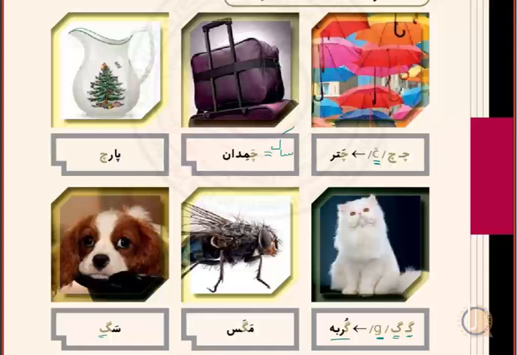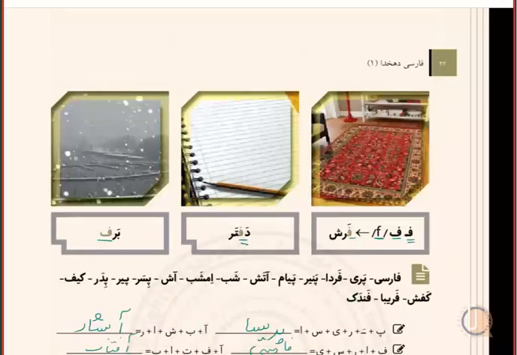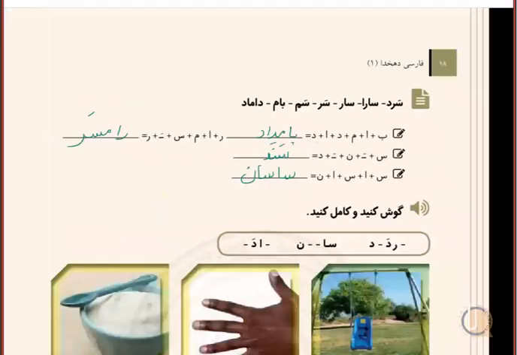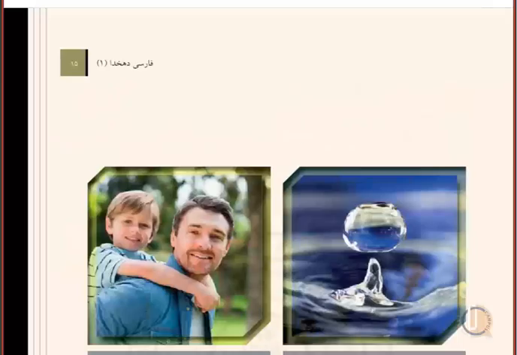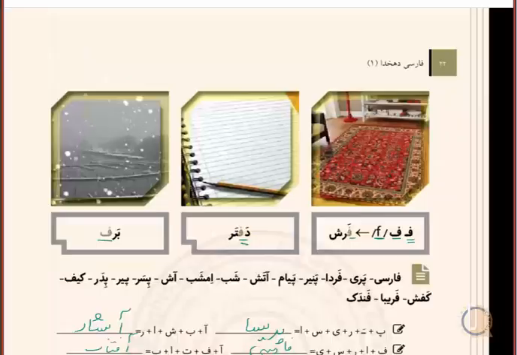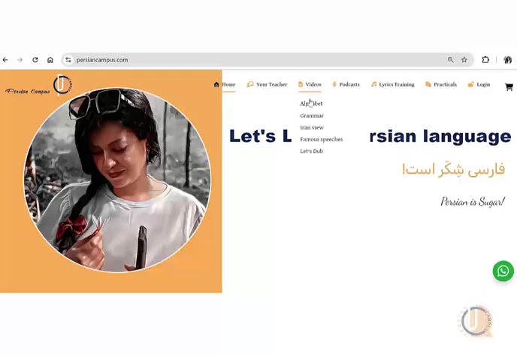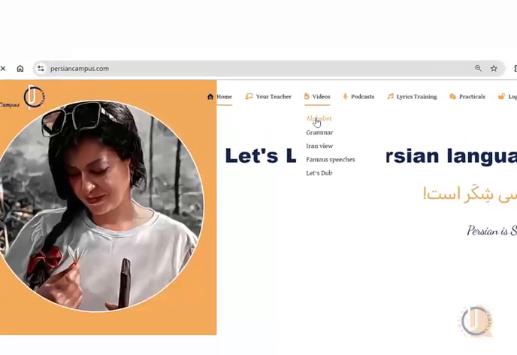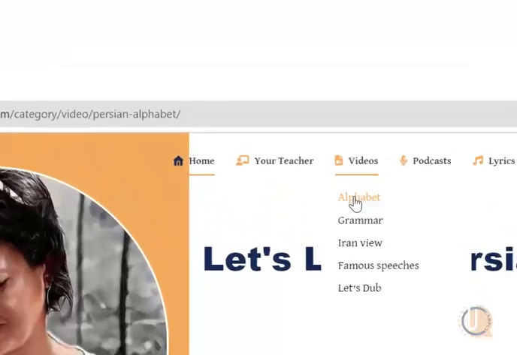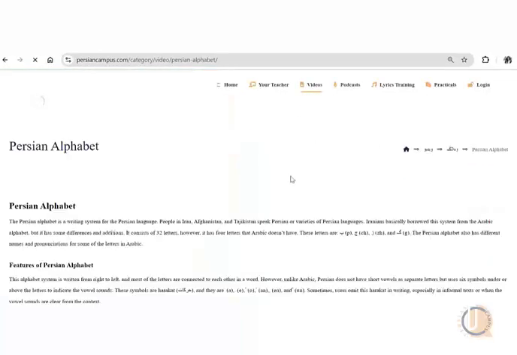Okay, that's enough for this lesson. In this lesson, we have covered the first section of the alphabet from this book. If you think that I'm covering these pages quickly, it's because, as I told you, I expect you to watch these 4 videos from Persian Campus to learn the alphabet letters better.